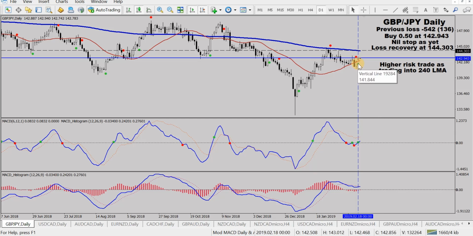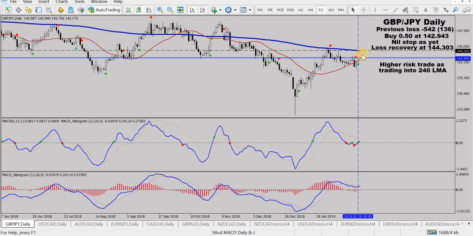So we've got a green dot. Price has closed above. It's a high risk trade. We're going into the 240 LMA. The standard MACD is not quite in buy mode yet, but there's enough criteria met to take that buy. Like I said, it's a high risk trade.